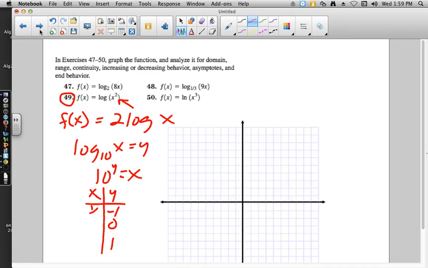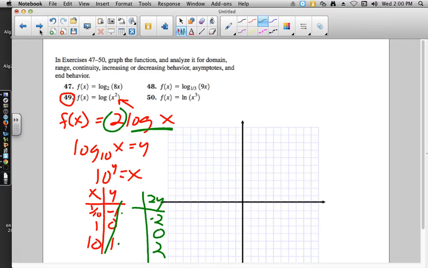So 10 to the negative 1 is 1/10, 10 to the 0 is 1, and 10 to the first is 10. But now, just like we did in class, we see that there's a 2 in front. And that 2, if we follow the order of operations, we'd have to do the logarithm of x first, evaluate that, and then multiply by 2. So what we really need is to take 2 times our y's. So 2 times negative 1 is negative 2, 2 times 0 is 0, and 2 times 1 is 2. So we won't be using those y's.